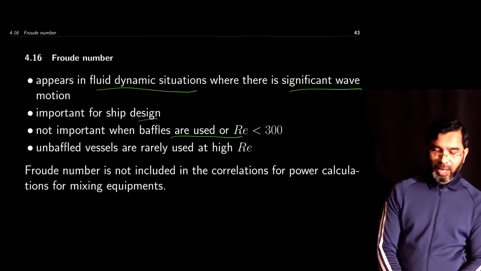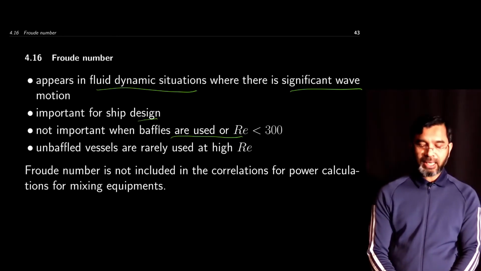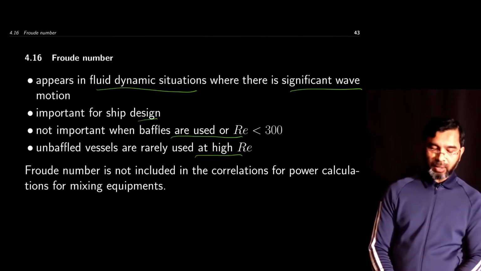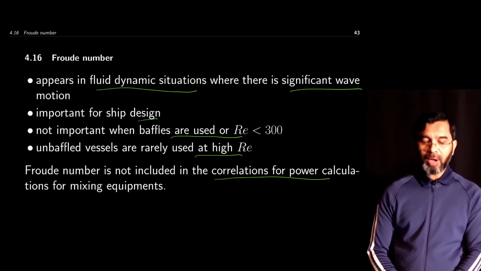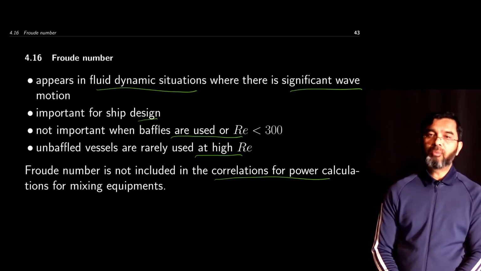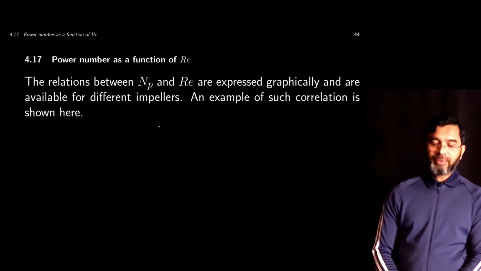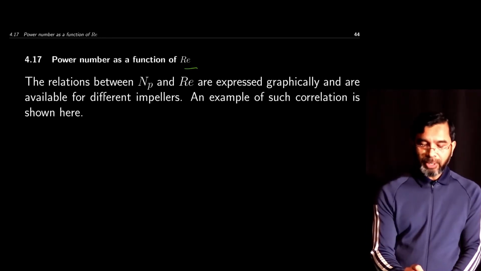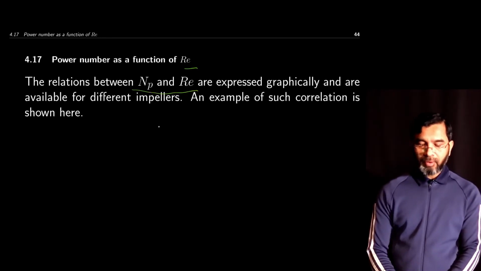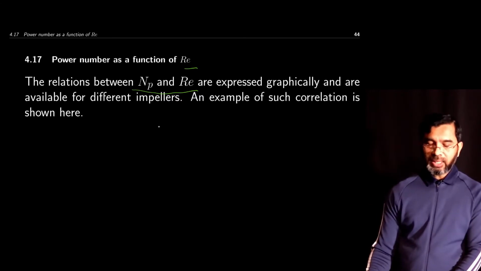Now for agitation and mixing, unbaffled vessels are rarely used at high Reynolds number. So Froude number is not included in the correlation of power calculation for mixing equipment. So power number becomes a function of the Reynolds number. And experimental values show the relation between this power number and Reynolds number for different impellers, as you can see in the next figure.